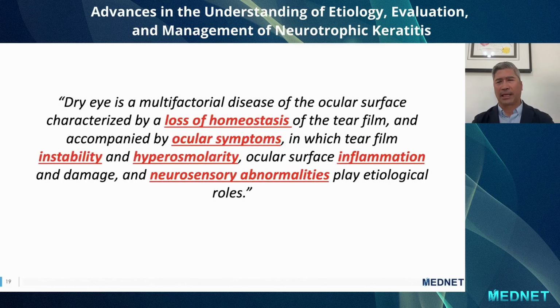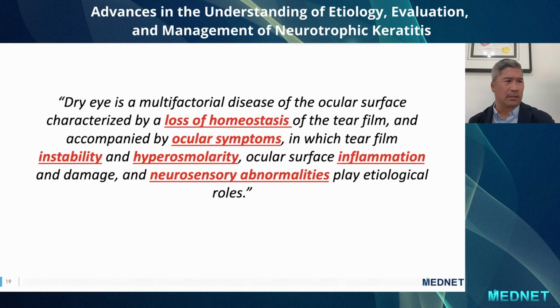left. And so when we look at ocular surface or dry eye, we know it is a multifactorial disease of the ocular surface, but these are the callouts: loss of homeostasis. Patients may have symptoms, tear film instability that leads to evaporation, that leads to hyperosmolarity, as we can see here, that could lead to the inflammation. And then also neurosensory abnormalities is part of the definition.